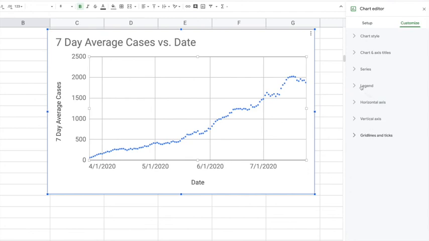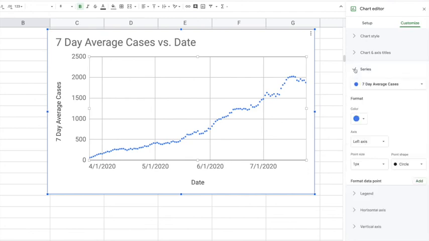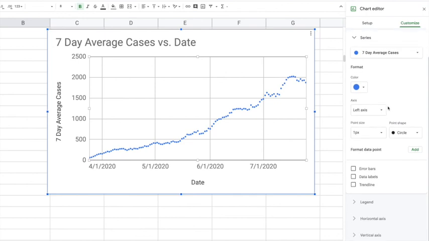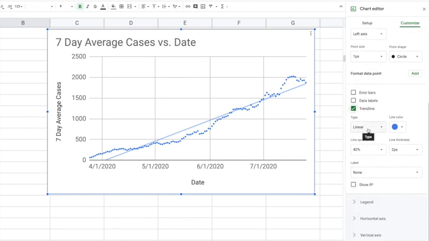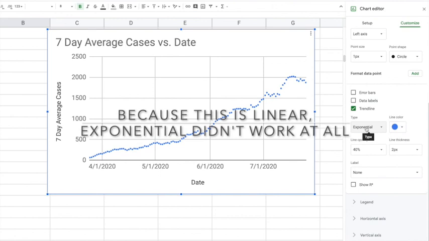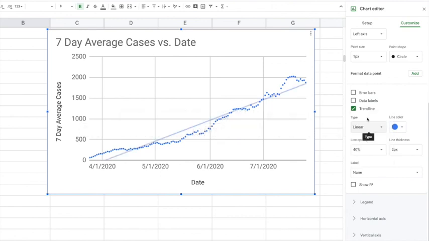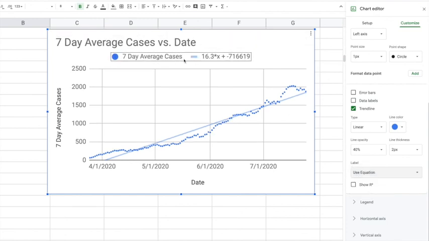So we're going to go to Series, and we're going to come down here to where it says Trend Line, and we're going to click that. And then we're going to choose linear. It should automatically be chosen. And the other one we're going to play with later is exponential. That's weird. But I want linear. And I want a label, and we're going to use the equation. So it'll put the equation, it'll line up here. So it's y equals 16.3 times x minus 716,000.